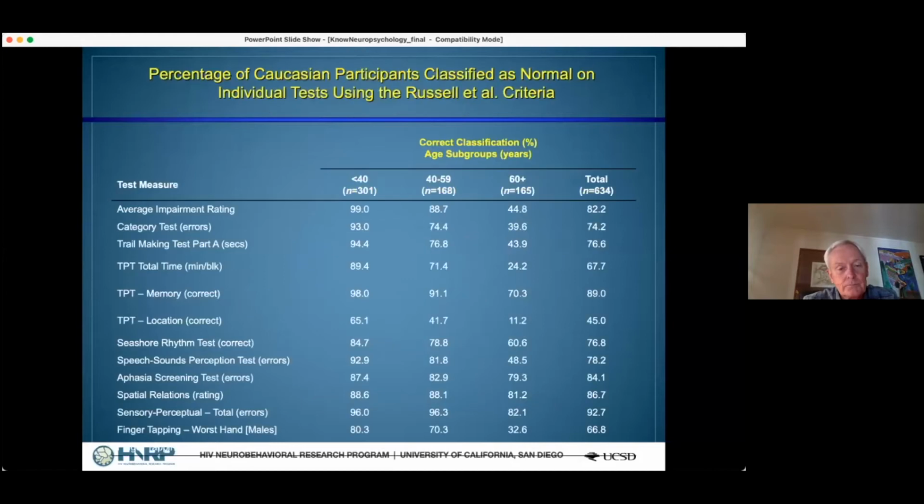Next. I apologize for the next few slides, because they're very busy and hard to look at, but I hope you can see them. What I'm going to do is focus on the top line here.